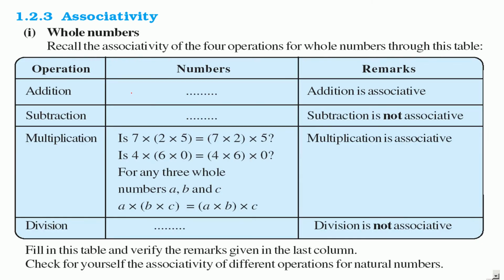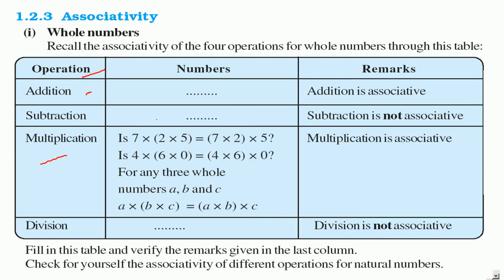Associativity. Associativity means if you add two whole numbers, you'll get the value properly if you associate also. I'll give you an example. Subtraction is not associative here, right? Because we have four operations on whole numbers: addition, subtraction, multiplication, division.